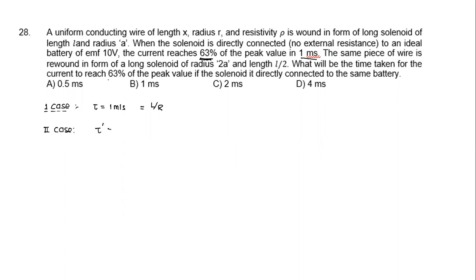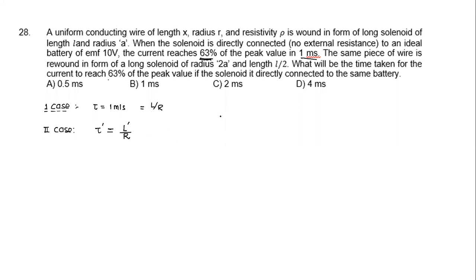And tau dash, which term is changing here? L is changing to L dash. The distance will remain same because the wire remains same. All we need to do as we change the dimensions of the solenoid, its inductance will change, and accordingly the time constant will change, and accordingly the time taken to reach 63% of peak value will change. We have to find how L changes as the dimension of the solenoid changes.